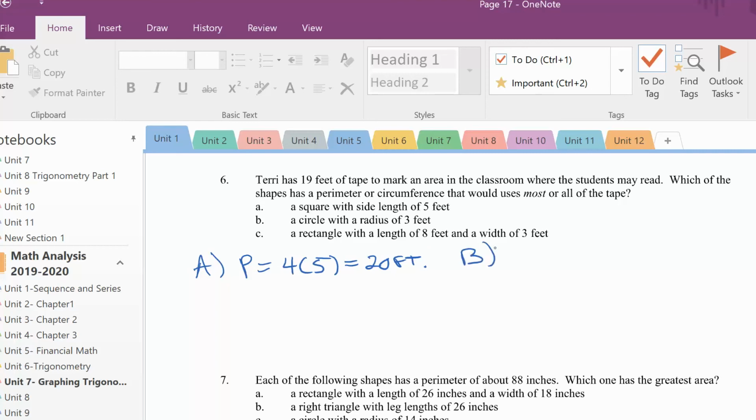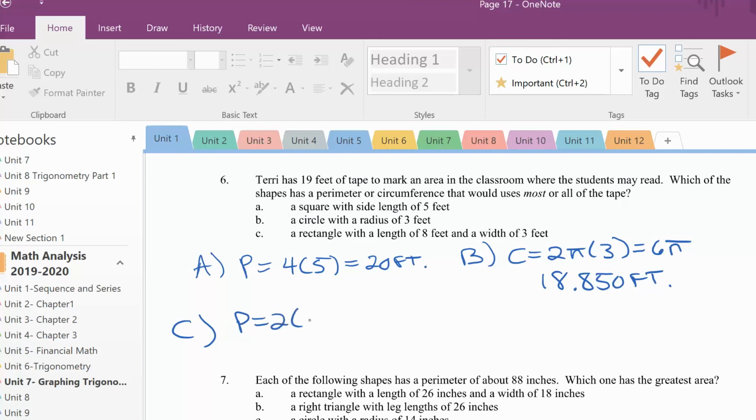For B, a circle with radius 3 feet, so the circumference would be 2 pi r, so that means it would be 6 pi, and 6 pi is 18.850 feet, so it uses almost all of it. And C, a rectangle with length 8 and width 3, so if you add the perimeter, you could go 2 times 8 plus 2 times 3, so 16 plus 6 gives you 22 feet. So that's more than what you have.